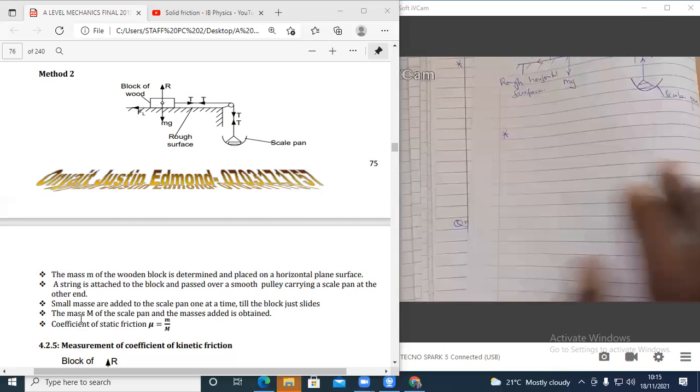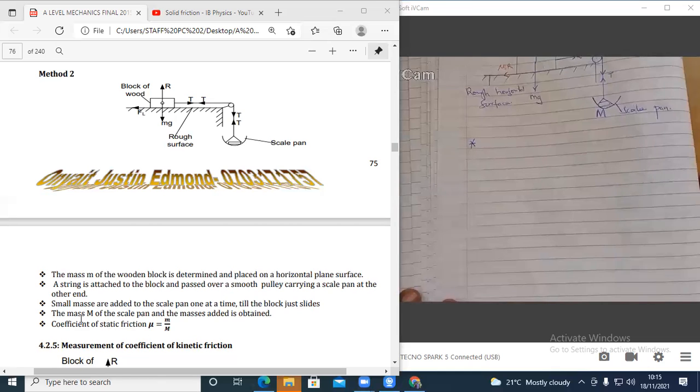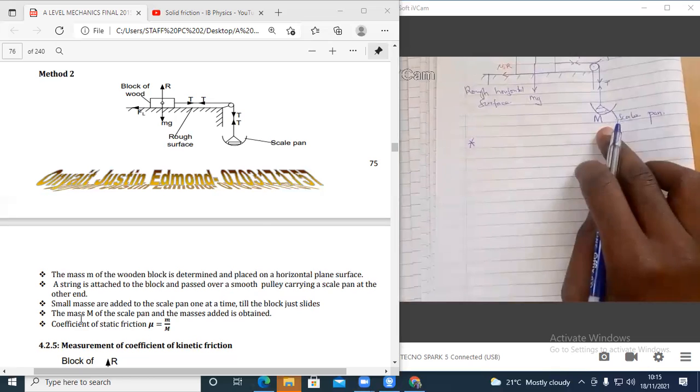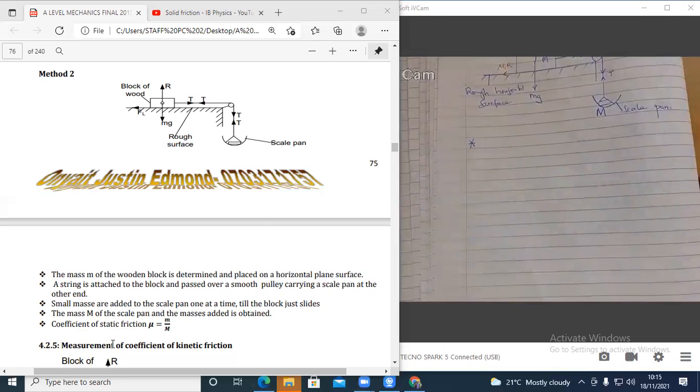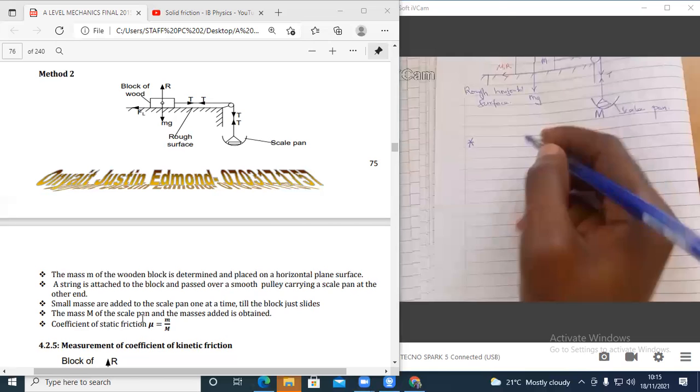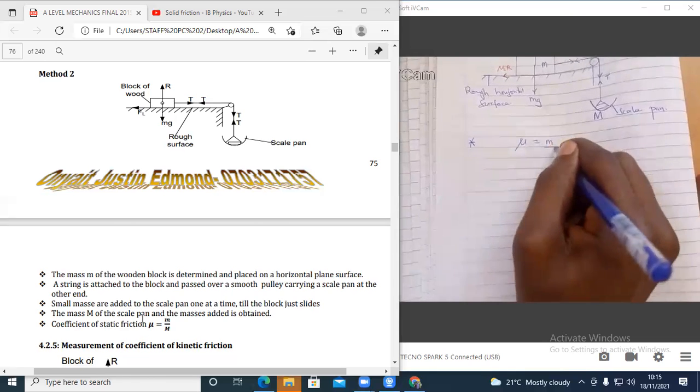Then the mass capital M is the mass of the scale pan, and the mass added is obtained. Then the coefficient of friction. I think that the coefficient of friction is going to be small m over capital M.